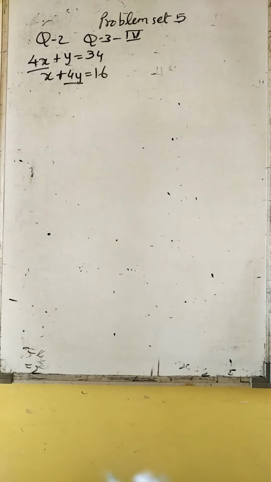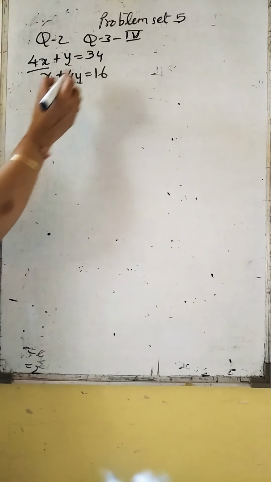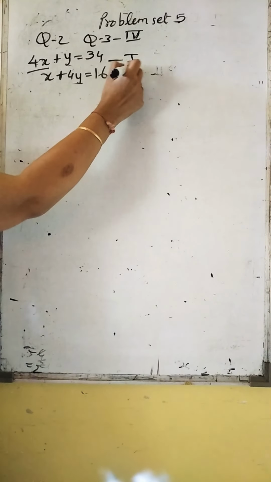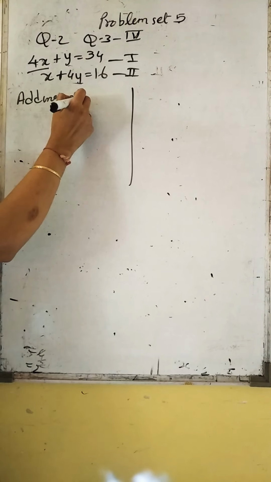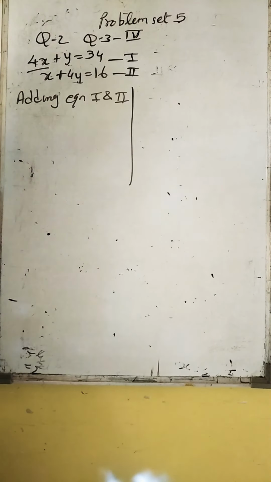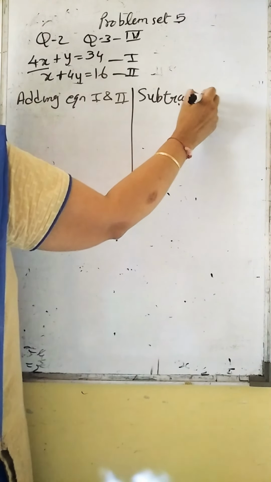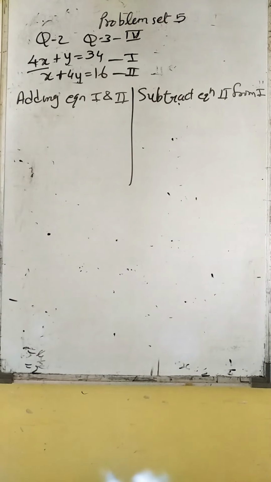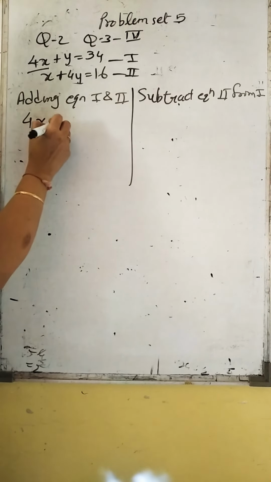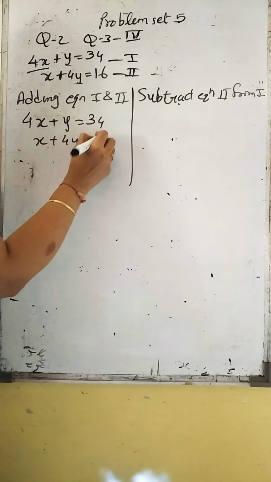When you have an interchanging part, the method says you have to add once and you have to subtract once. So this becomes your equation number 1, this becomes equation number 2. So we will write down adding equation 1 and 2, and we will be doing subtract equation 2 from 1. Okay. So once we will do subtraction, once we will do addition. So addition will, what will come? 4x plus y equal to 34 and x plus 4y equal to 16.